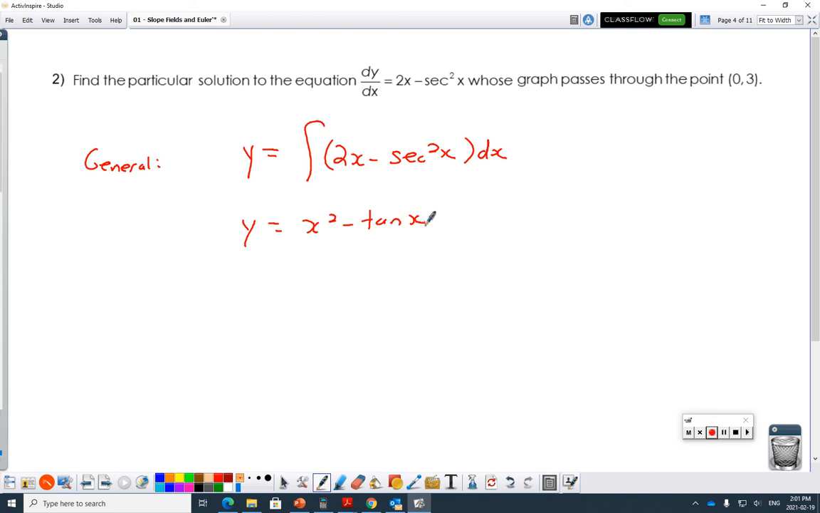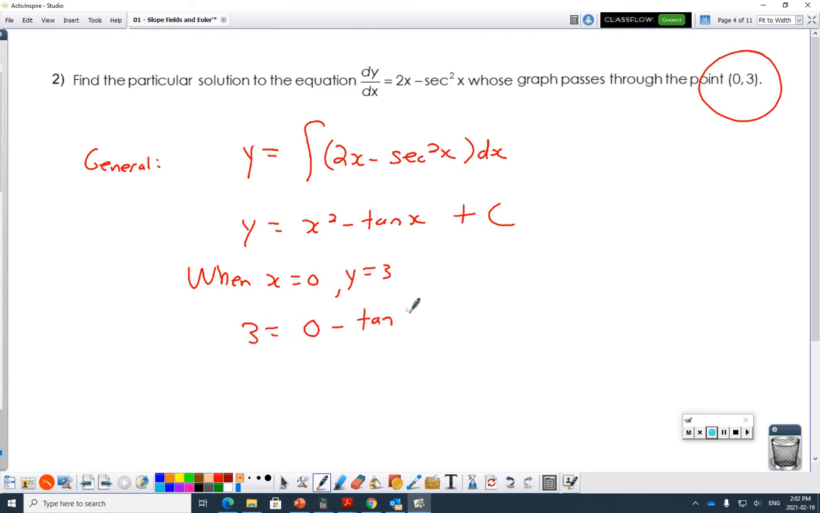Don't want to beat this to death, but when you're finding general antiderivatives like this, we don't know which antiderivative we're talking about. So we need this constant out there, because that function, if we take its derivative, will have that as its answer. But then I need my initial condition when x equals 0, y equals 3, so I get 3 equals 0 minus tan of 0 plus c.